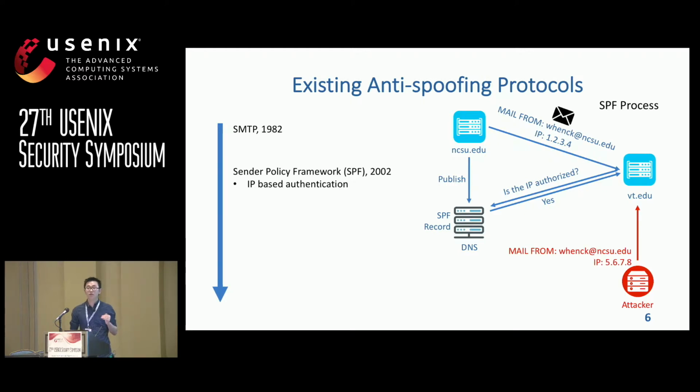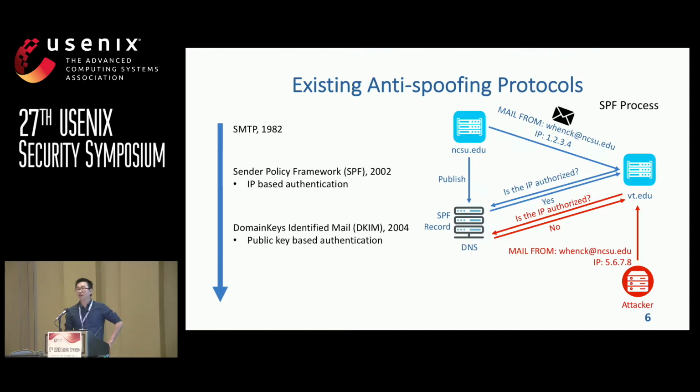Now, if an attacker wants to spoof NC State and William, it will send an email also setting the MAIL FROM with William's address. But the IP here, let's say, is 5.6.7.8. And Virginia Tech will ask the same question, is this IP address authorized? And the answer is no in this scenario. Because the attacker cannot obtain NC State's IP address, it cannot spoof William and NC State.